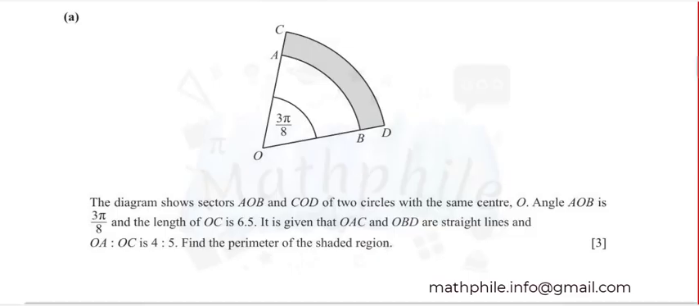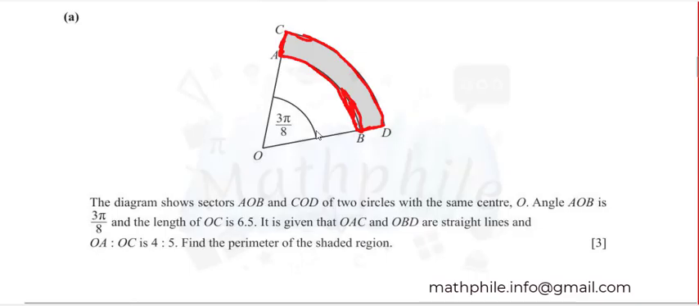So it's always best to develop a strategy to solve the question. So with this one, the strategy to find the perimeter of the shaded region will be getting this length AC, which is going to be the same as this length BD. Then we can find the length of arc AB. Then we can support that one with the length of arc CD. So that's the strategy we're going to use to solve the question.